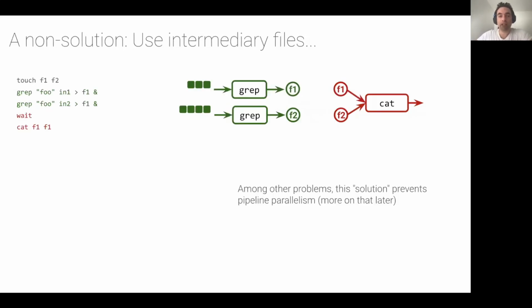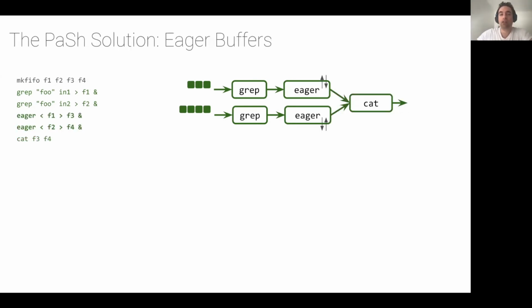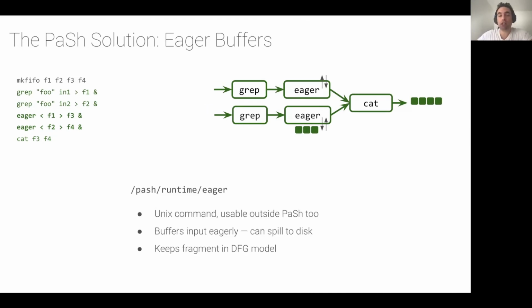A possible but inadequate solution would be to use intermediary files. This solution would allow the two grep commands to proceed in a data parallel fashion at the cost of pipeline parallelism. PaSh's runtime support solves this problem by offering a buffering primitive that pulls incoming streams eagerly, thus allowing upstream commands to execute in parallel. Eager is a normal Unix command available outside of the PaSh context and is designed in a way that fits into the data flow model.